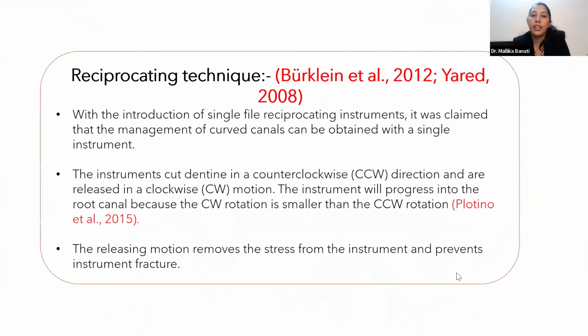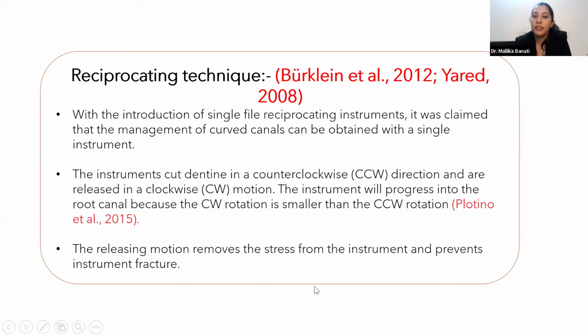We also have a reciprocating technique. With the introduction of a single file reciprocating instrument system, it was claimed that these are better, but we do not have any evidence based studies for these as well, because these are just claims. The instrument cuts dentin in a counterclockwise direction and is released in the clockwise direction.